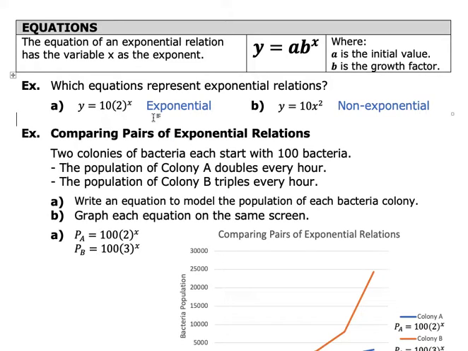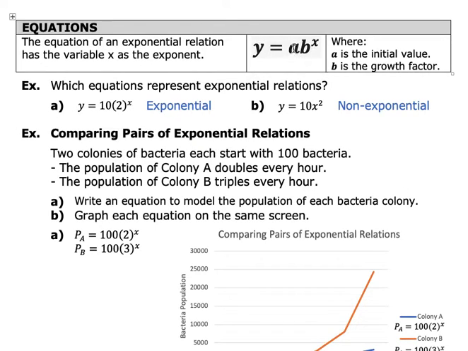We're going to compare pairs of exponential relations. For example, two colonies of bacteria each start with 100 bacteria. The population of colony A doubles every hour, and the population of colony B triples every hour. So write an equation to model the population of each bacteria colony.